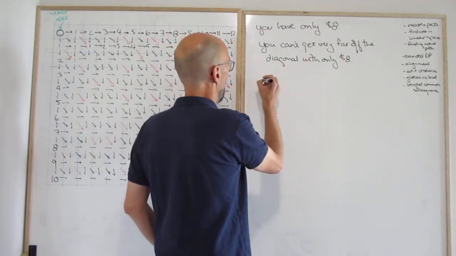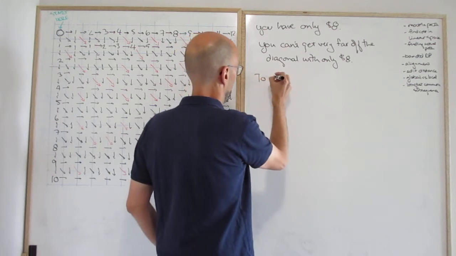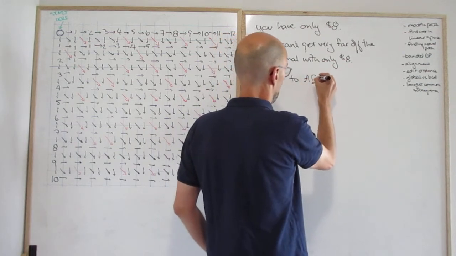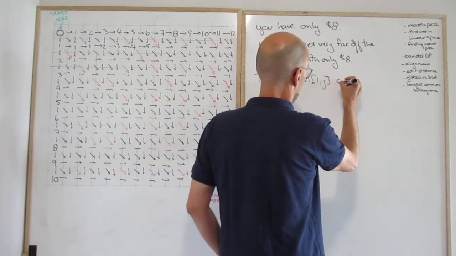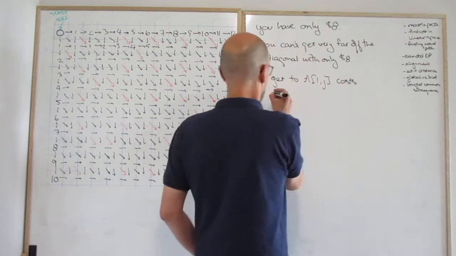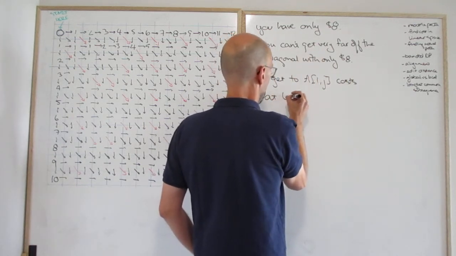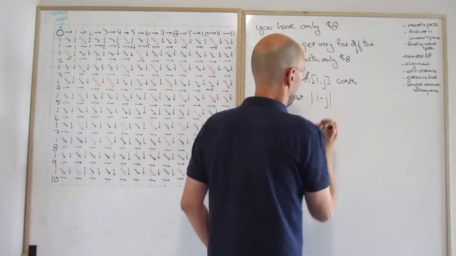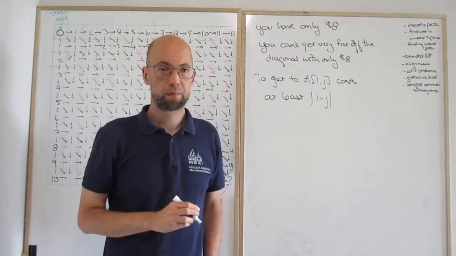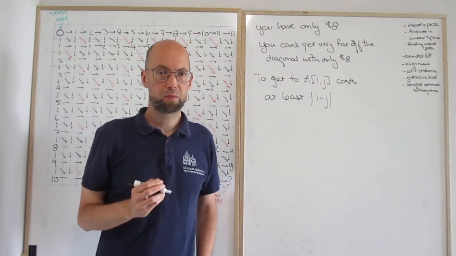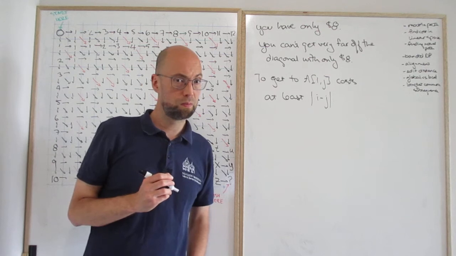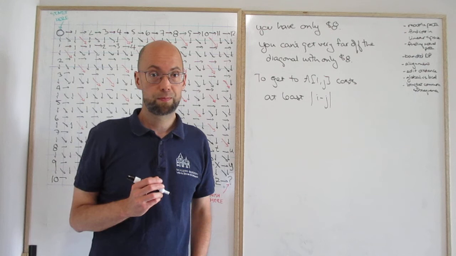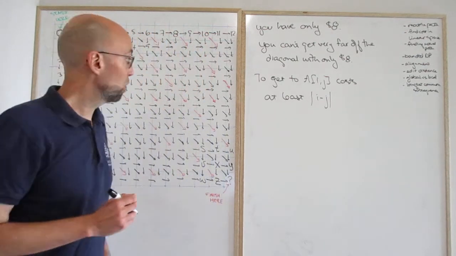In particular, to get to Aij costs at least the absolute value of i minus j. Okay? Do people get that? Okay.